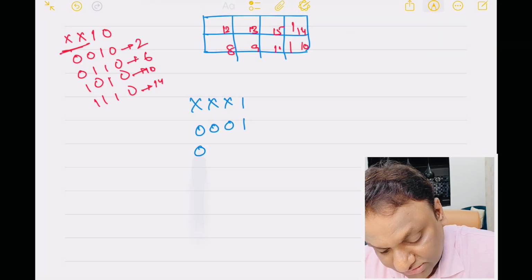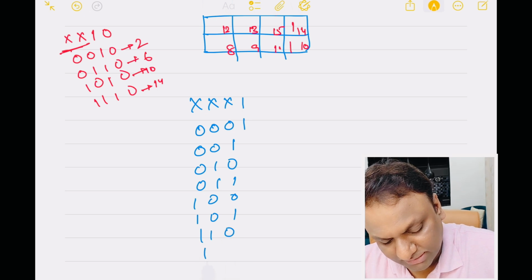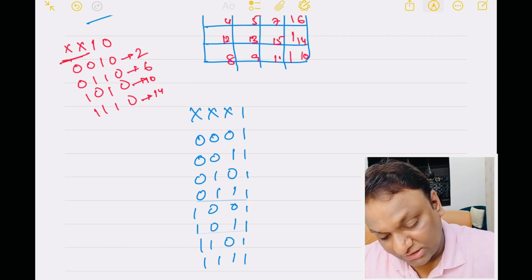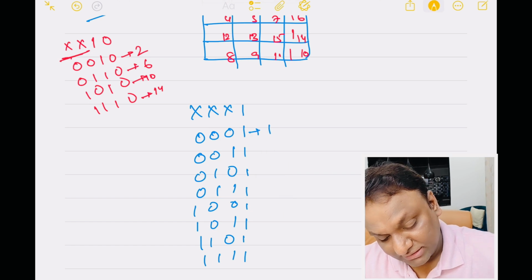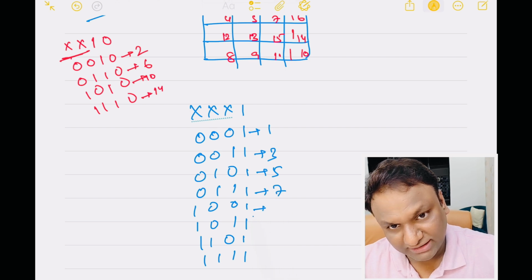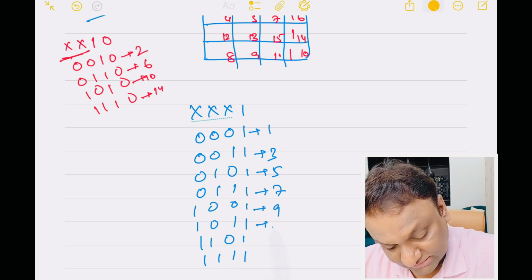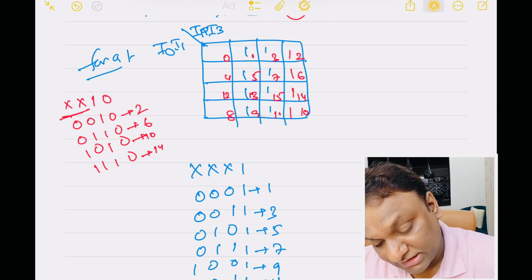This is 0001, 0011, 0101, 0111, 1001, 1011, 1101 and 1111, and the 4th bit is always equal to 1. Correct? Now, you plot these things into the K-map. So, you see here, this is equal to 1, 3, 5 and 7, 1001 is 9, and this is 1011 is 11, 13 and 15. So, this is 1, 3, 5, 7, 9, 11, 13 and 15. Now, you see the mappings here.